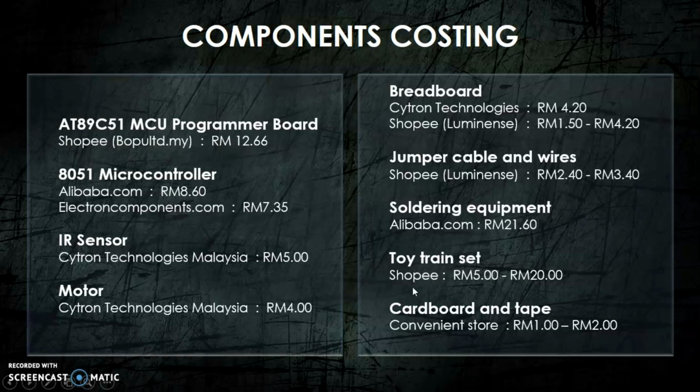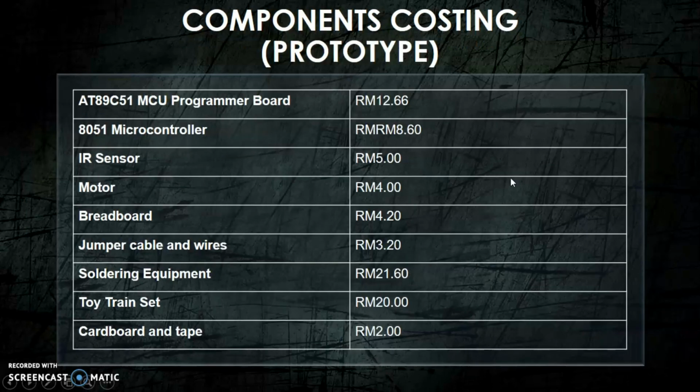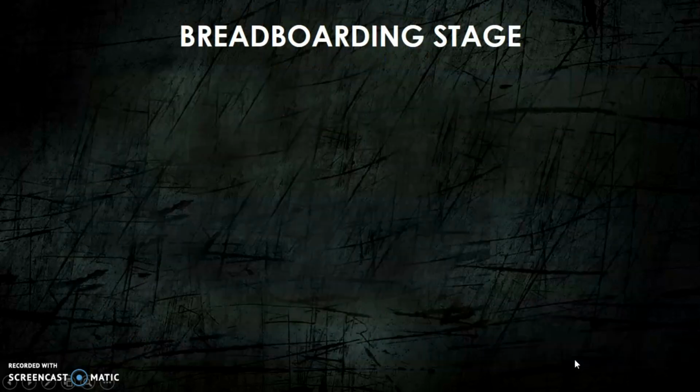The toy train set can be purchased at Shopee, and the other items can be purchased at any convenience store for 1 to 2 ringgit. And these are the list of components and prices, and the total for all these components is about 81 ringgit and 60 cents in total.